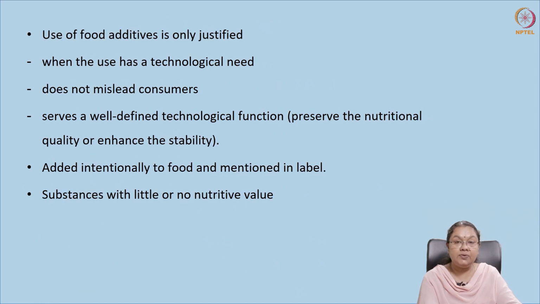Regarding the use of food additives, we cannot add any food additive randomly. It needs to be justified. There should be a solid reason to add food additives to food, and it should be a technological need. It should improve freshness, flavor or texture, or it should be an emulsifier which stabilizes the product, or a thickener. So there should be a particular justifiable, significant technological reason, and it should not mislead the consumers. For example, when we are adding flavor, it should not mask the original flavor of the product, or give a false image or false impression to the consumer. So that should not happen.